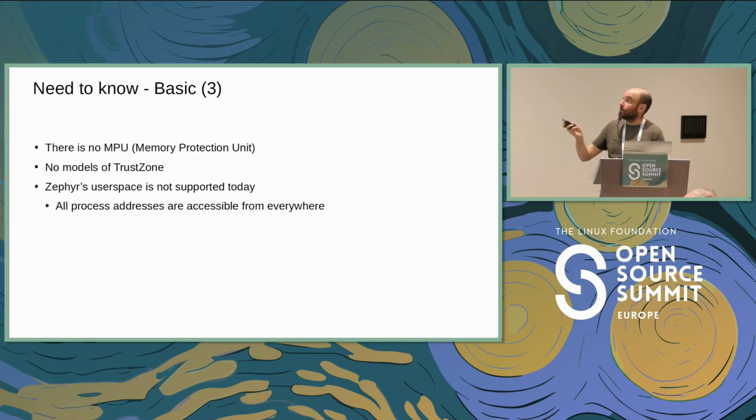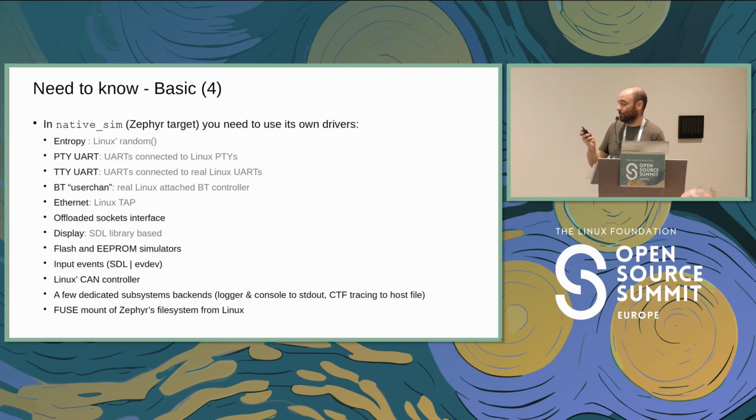Now, other things that are relatively basic is that there is no memory protection unit of any type or memory management unit. So we are not trying to simulate this in native sim. This is more meant to be an application development platform and testing platform, for applications and libraries and so forth. There is no TrustZone, that's just ARM-specific technology, and we do not support Zephyr's user space today. So that means that from anywhere in your code, from your application, you can access anything in the kernel memory. But this is a development platform. We don't care about providing you that level of protection. You are allowed to break things.